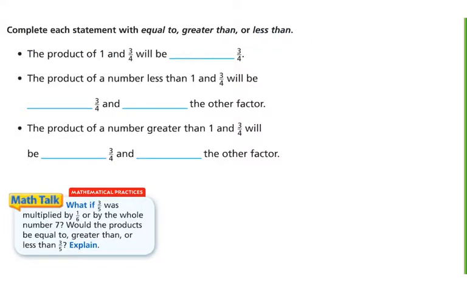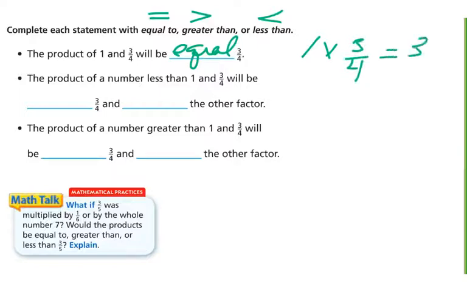So we are going to complete the statements with equal to, greater than, or less than. The product of 1 and 3/4 will be equal to 3/4, because 1 times 3/4 is equal to 3/4. Next, the product of a number less than 1 and 3/4 will be less than 3/4 and less than the other factor. And number 3, the product of a number greater than 1 and 3/4 will be greater than 3/4 but less than the other factor.